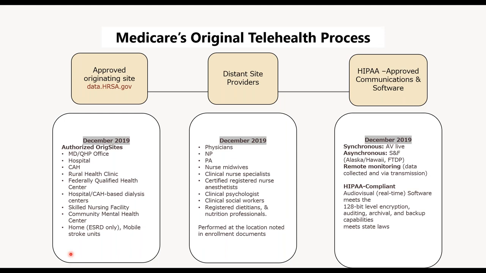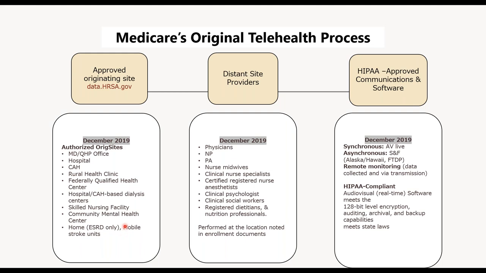But prior to the pandemic, you had to put your patient's information in there, where they're located, and locate an originating site that the patient could go to for their telemedicine service. So they couldn't have it in their home. That was completely against the rules. No telemedicine visits in the patient's home, unless there were some very specific circumstances. Here it was end-stage renal disease only. Sorry, this mobile stroke unit should be on the next line under a bullet of its own. But home was approved only if you had end-stage renal disease services being given to you via telemedicine.